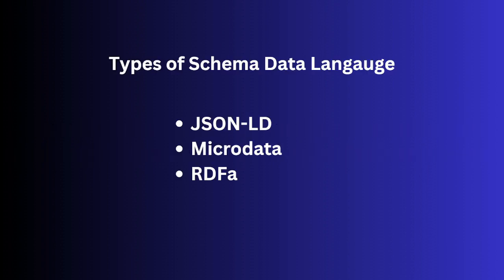Type of schema data languages. There are three types of schema data languages: JSON-LD, microdata, and RDFa. Basically, on a normal basis we use JSON-LD because Google can easily understand the schema language if we use JSON-LD. That's why we frequently use JSON-LD.